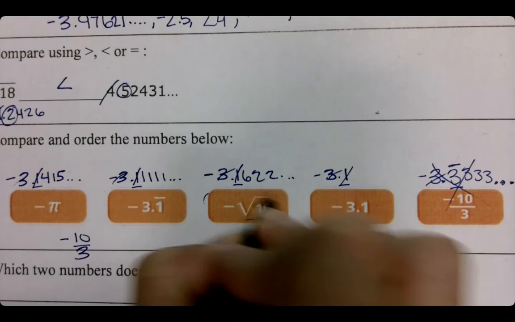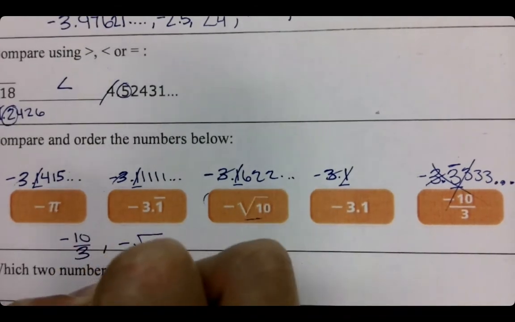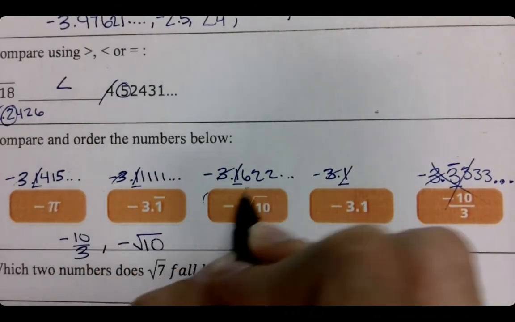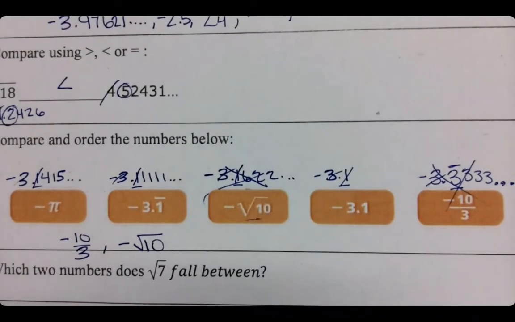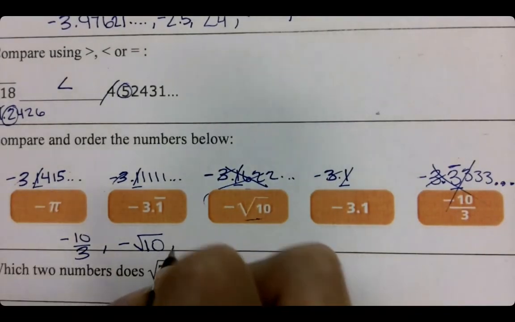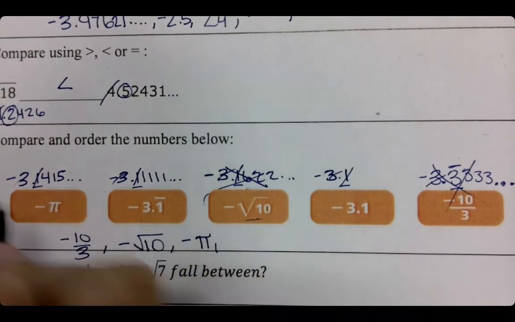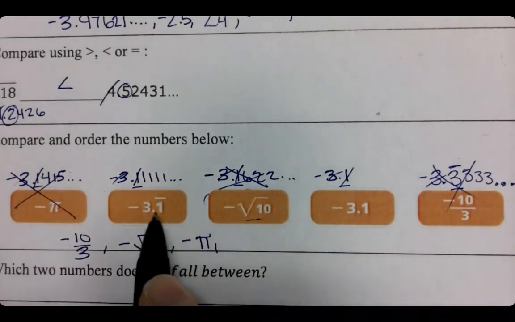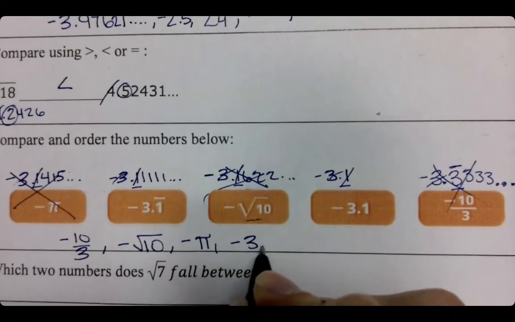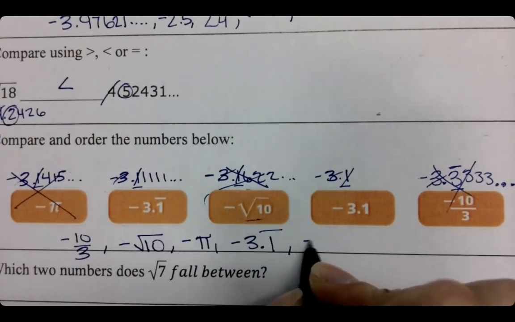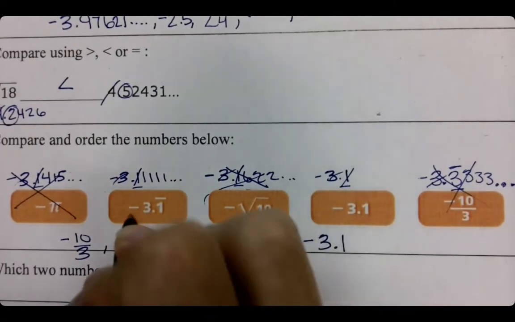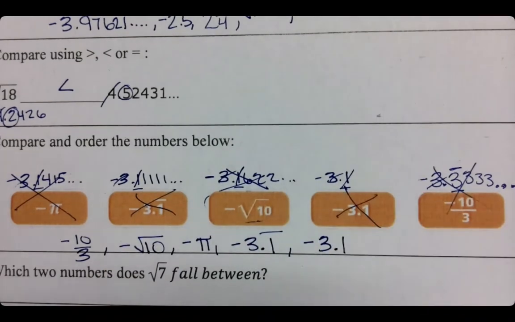So this one, this negative square root of 10, this would be the next biggest. Then we have the negative pi. Then we should have had the negative 3.1 repeating. And last but not least, negative 3.1. I know it's a whole hoopla.